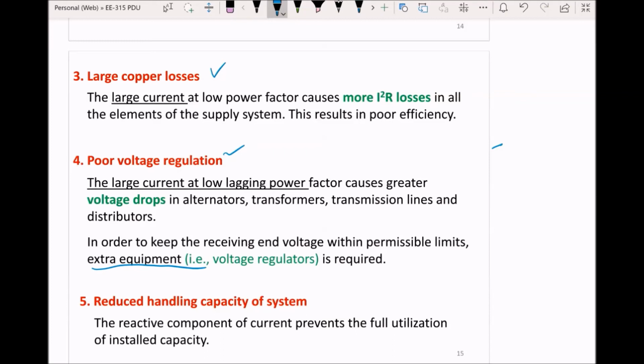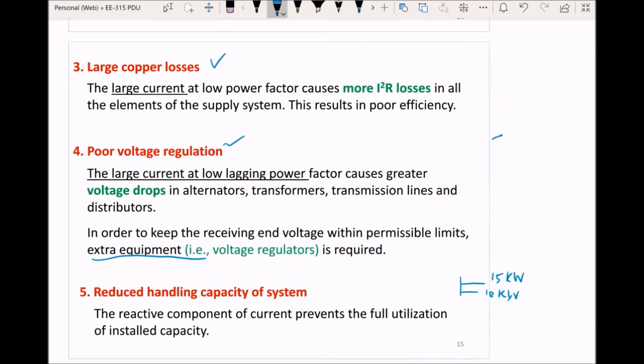The last point is reduced power handling capacity of the system, which means that at low power factor, the I sine phi component, which is the y component, will increase, and that will reduce the percentage utilization of the equipment connected to it. It also means we'll not be using the power at full rating. Let's say if a machine is rated for 15 kilowatt, then we probably will be using 10 kilowatt out of it because of the low power factor. So that will reduce the power handling capacity of the system.